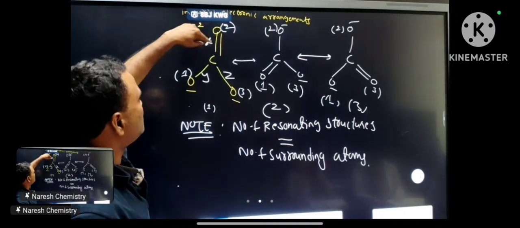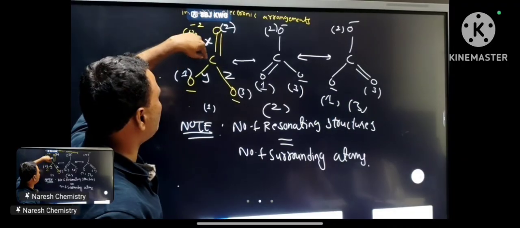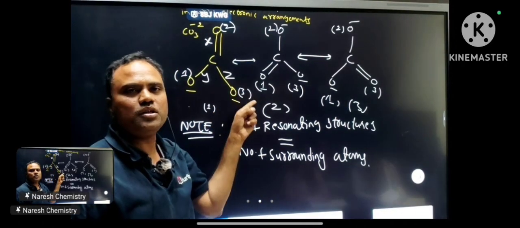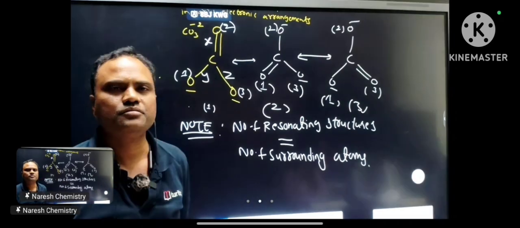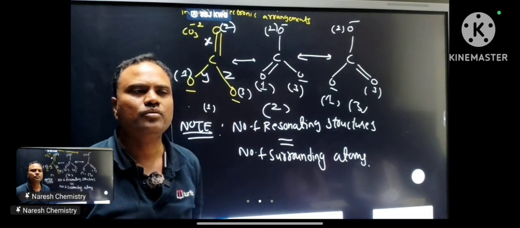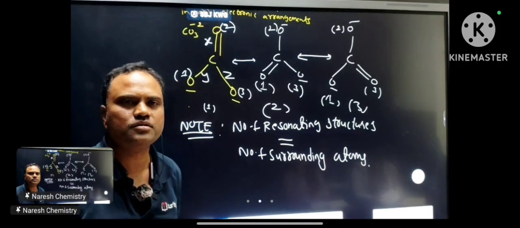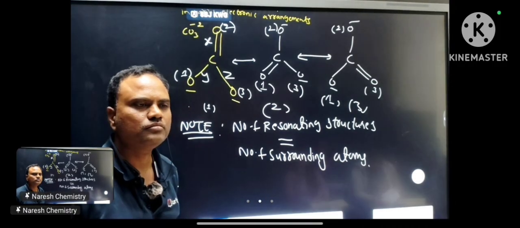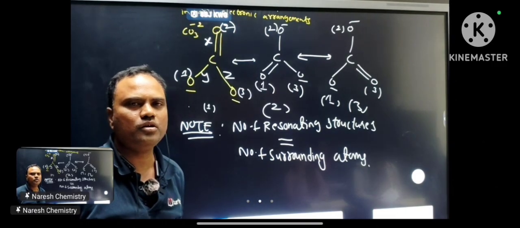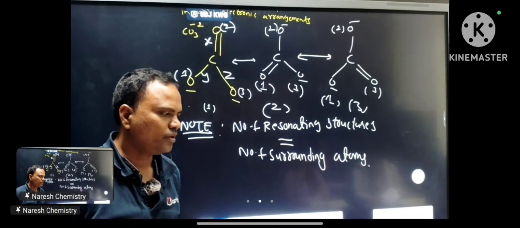X represents the bond length between carbon and oxygen. Y represents the bond length between carbon and the first oxygen. Z represents the bond length between carbon and the third oxygen. Online students, whose value is less? X, Y, Z, whose value is less? X. Why? Because that is a double bond. Double bond length is always less.